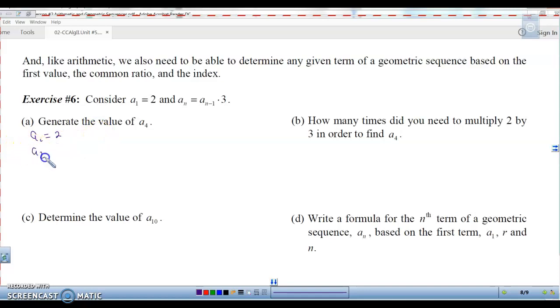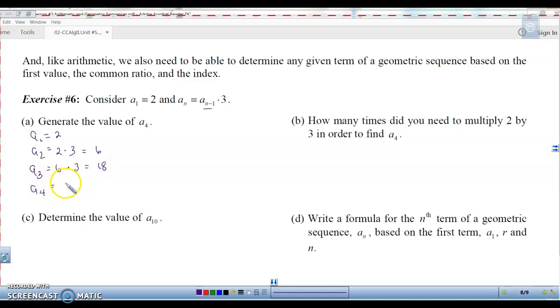My second term, remember this means previous term, so take the previous term and do what with it? Multiply it by 3. So my second term of my sequence is going to be 6. To find the third term, take the previous term, which is 6, multiply it by 3, which is 18.